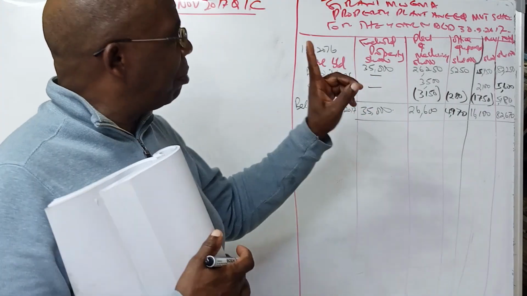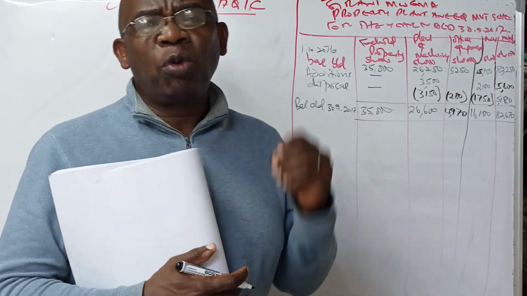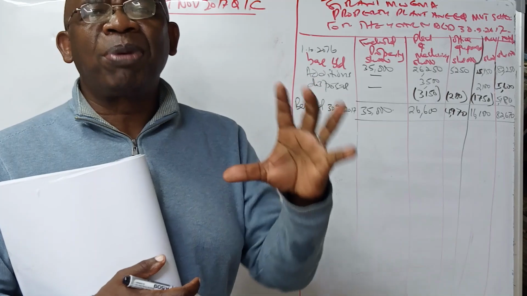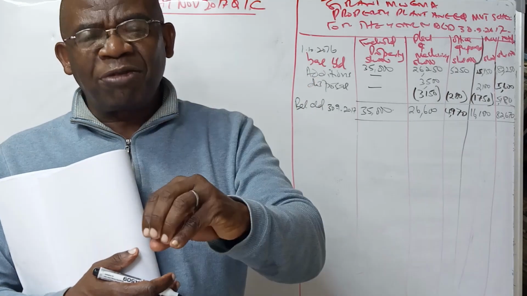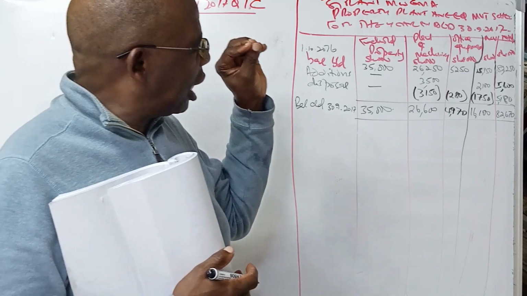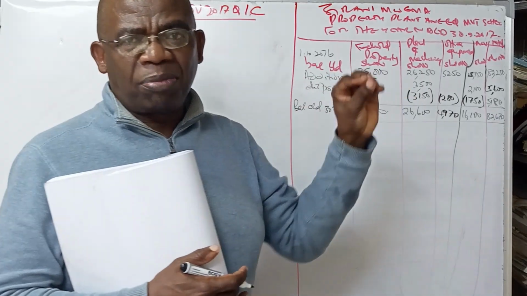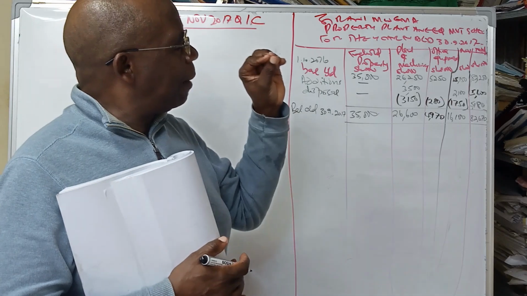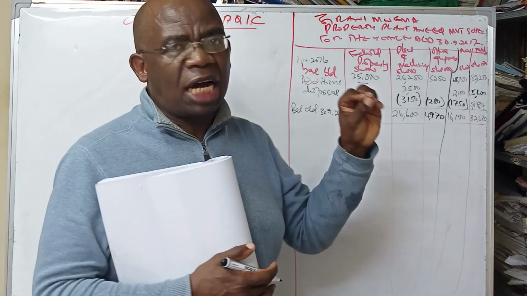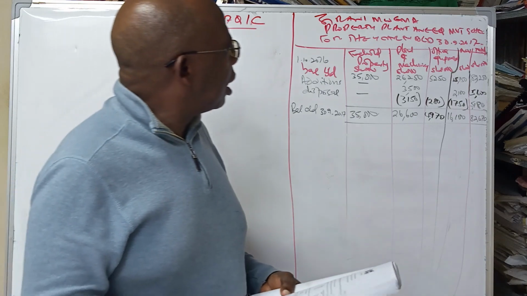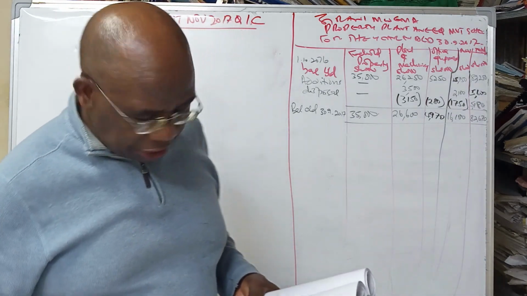What do we want to get by doing the PPE movement schedule? We want to get the net book value of all the PPE so that we can capture that information and take it to the balance sheet, to prepare the published accounts in line with the requirements of the international accounting standards.